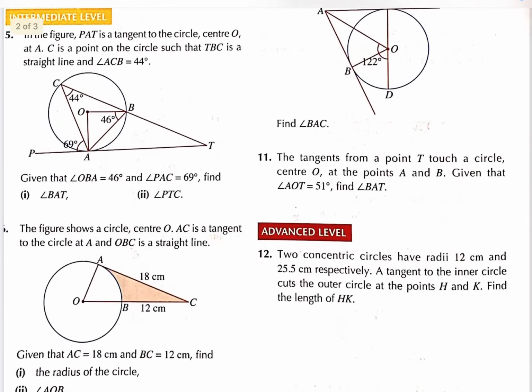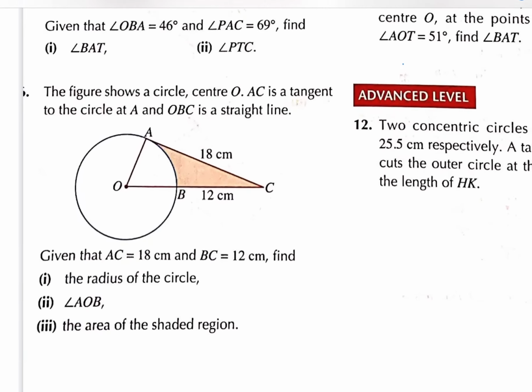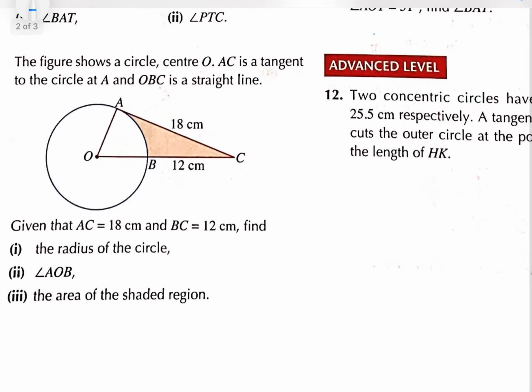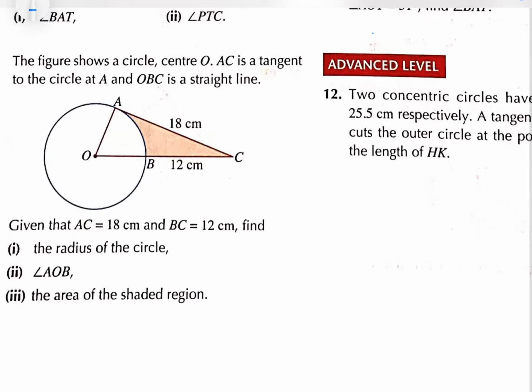What else? Okay, let's try to solve number 6. Okay, I'll give the rest to you. Number 6. The figure shows a circle center O. AC is a tangent to the circle at A and OBC is a straight line. Given that AC is 18 centimeters, as you can see in the figure, and BC is 12 centimeters, find the radius of the circle, the measure of angle AOB, and the area of the shaded region.